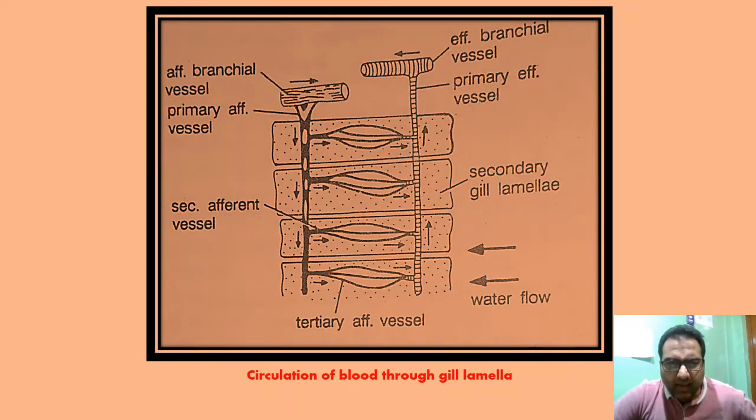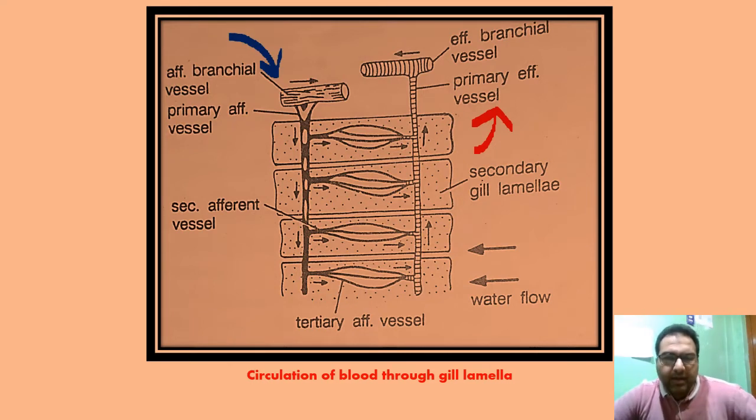Now again, in another diagram, this is the oxygen poor part and this is the oxygen rich part. The structure of the teleost gill is such that the water is brought close to the secondary gill lamellae, where exchange of the gases takes place. So gills utilize almost 50 to 80% of the oxygen here.